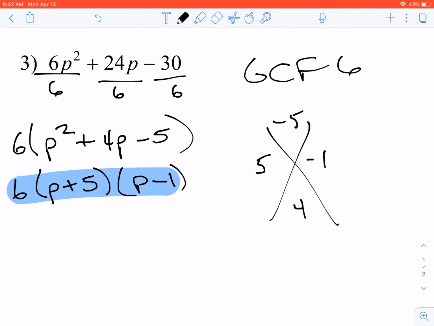If you wanted to check your answer, if you multiplied these all back together, you'd end up with what you started with up there. So watch this over again a couple times. Try the worksheet. There's a quiz review online. Try the problems on there, which have a GCF in them. And let me know if you have any questions.